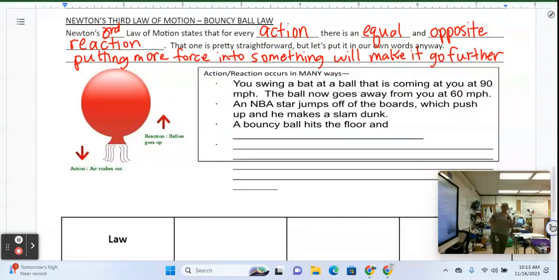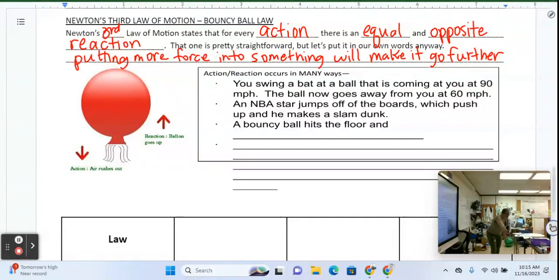NBA star jumps off the boards, which push up, and he makes a slam dunk. What are basketball gym floors made out of? Wood. And which direction are the planks oriented? This way or this way? Right, long ways. Were any of you lucky enough to have somebody set up a board on bricks for you when you were a little kid? You should have them do it now because it's not too late.